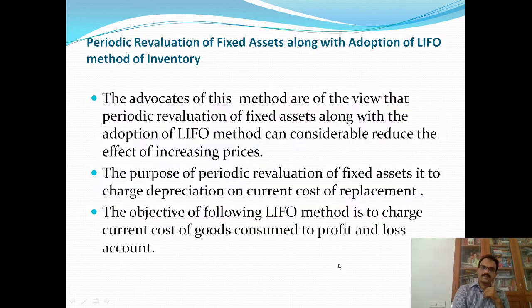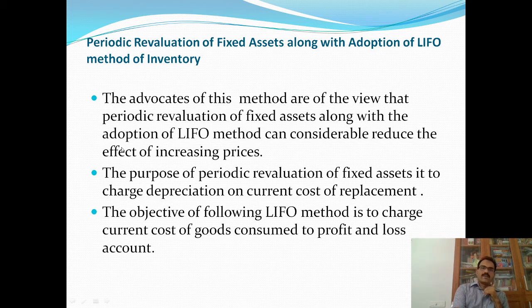77,500. Okay. The fourth method is periodic revaluation of fixed assets along with adoption of LIFO method of inventory. That means assets are periodically revalued, and for inventory we are using the LIFO method for valuation. So assets are revalued periodically and the inventory is valued on the basis of LIFO method.